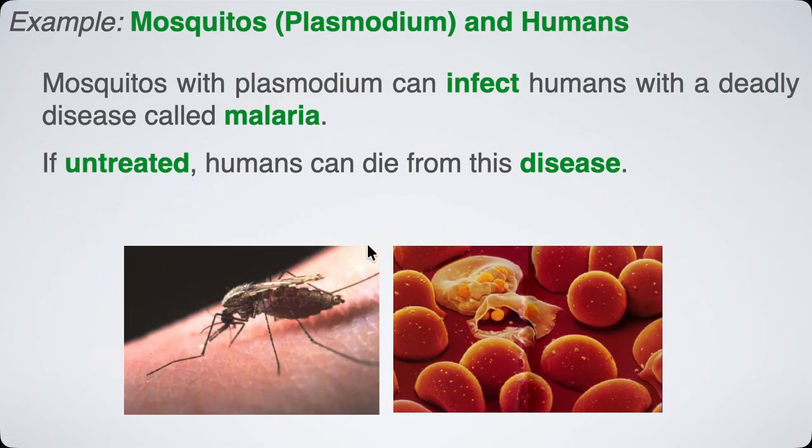Again, the mosquito doesn't really get anything out of this relationship here. So it's kind of a commensalistic relationship between the mosquito and the Plasmodium. But the Plasmodium is a parasite for humans. So Plasmodium will infect humans, cause disease and death, but the Plasmodium itself is the only thing getting the benefit. Humans are harmed by it.